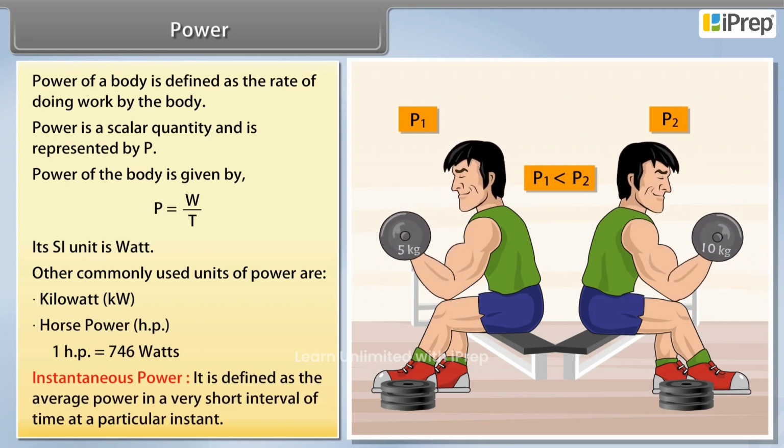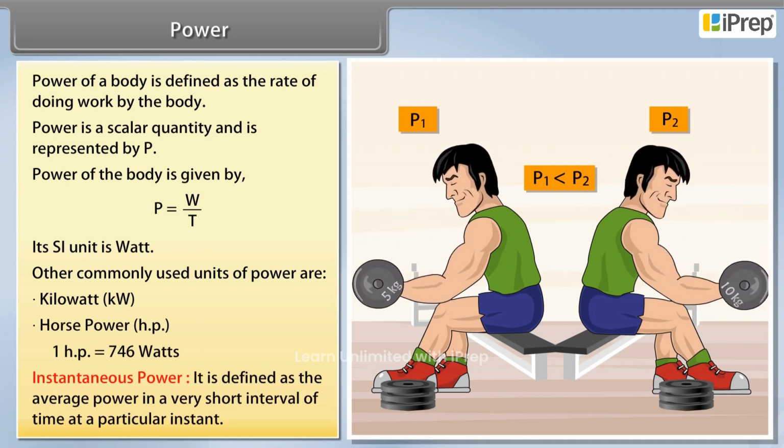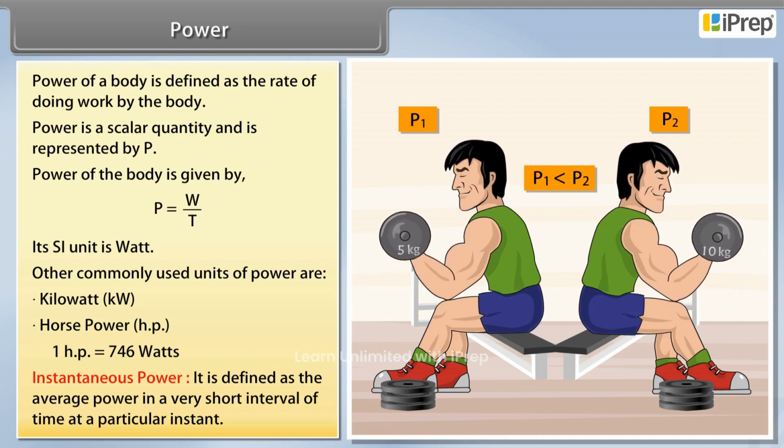Instantaneous power. It is defined as the average power in a very short interval of time at a particular instant.